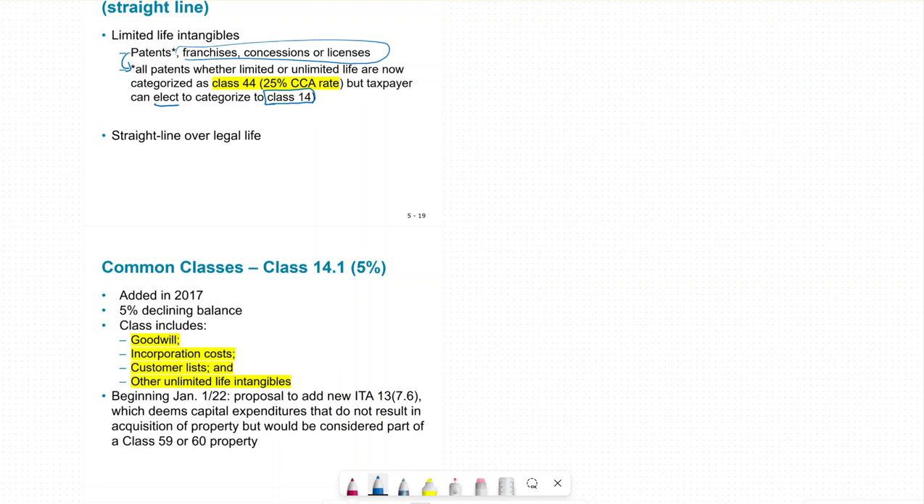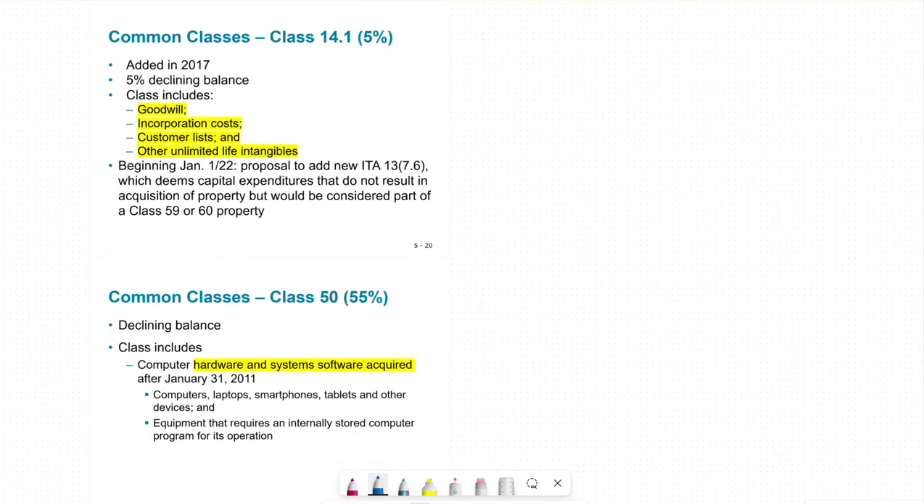Now my next class is class number 14. What goes in class 14? We have goodwill. We have incorporation costs, which is when you start a business and incorporate your corporation. You buy a customer list, which means that if you're an accountant, you take over another company's customers; that we call a customer list, or any unlimited life property. Then we're allowed to take 5% CCA.